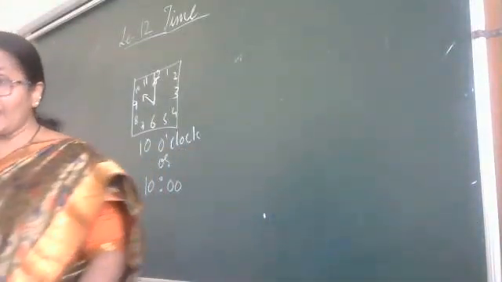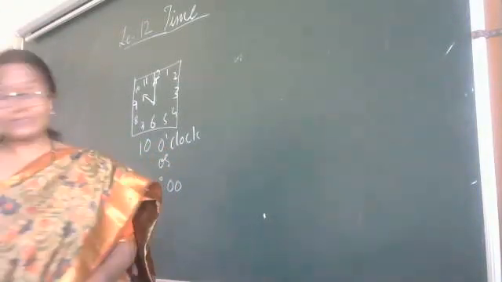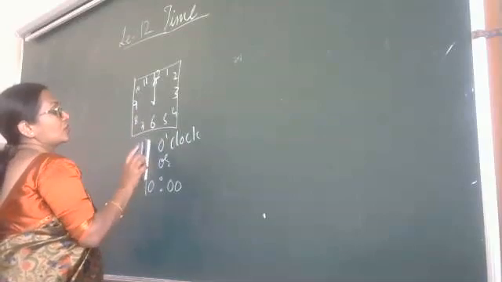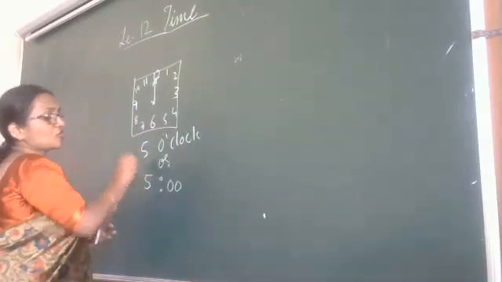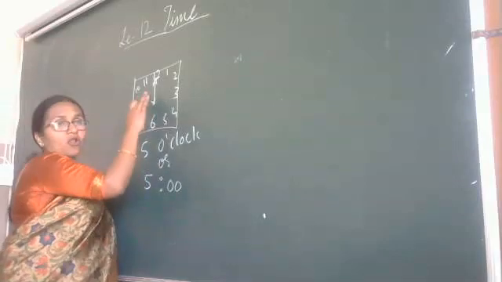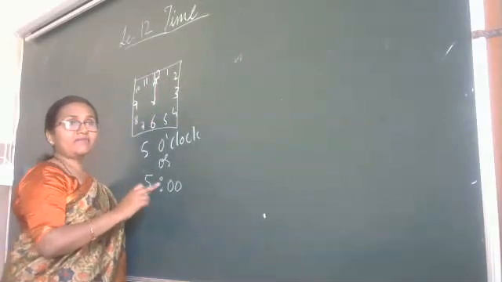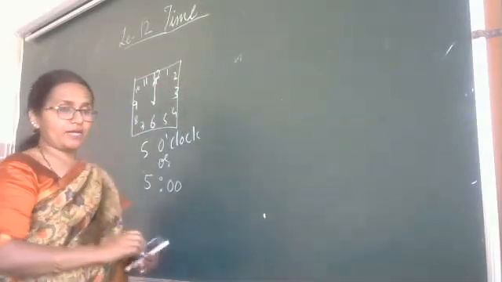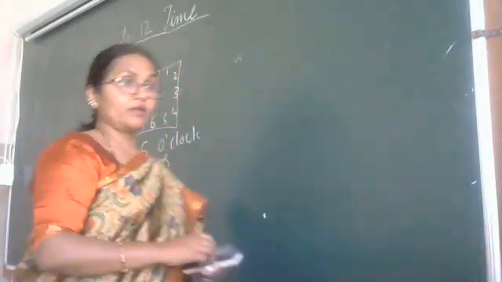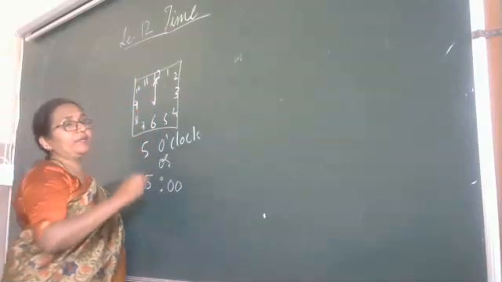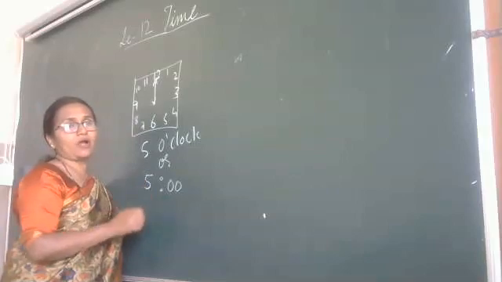Okay? Done. Now, next in your textbook, it is written 5 o'clock. Then, always the minute hand will be at 12 and the hour hand will be at the number. Now, 5 o'clock. Where will the hour hand be now? It is 5 o'clock, that is the time now.